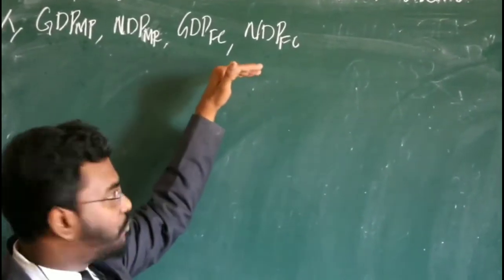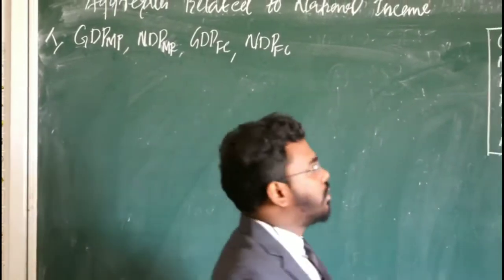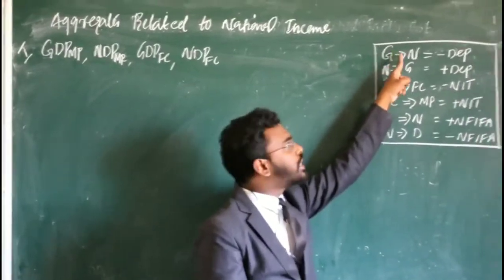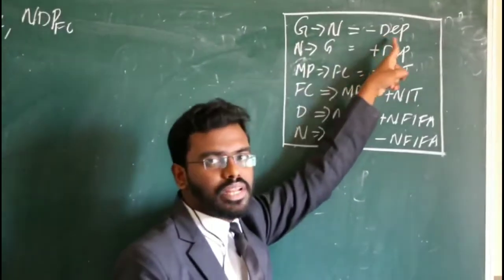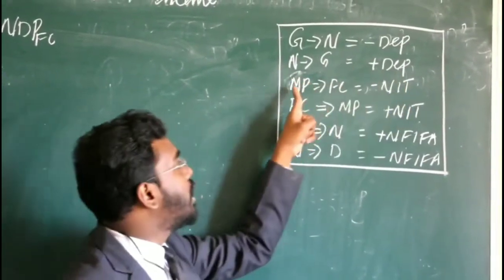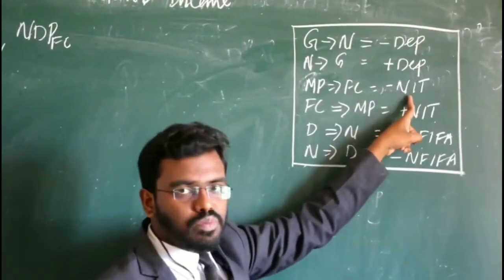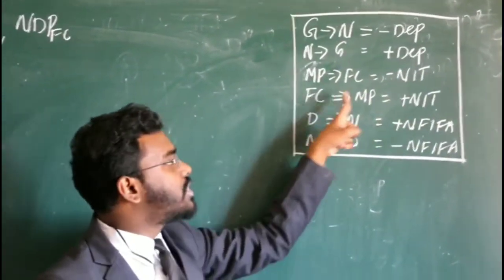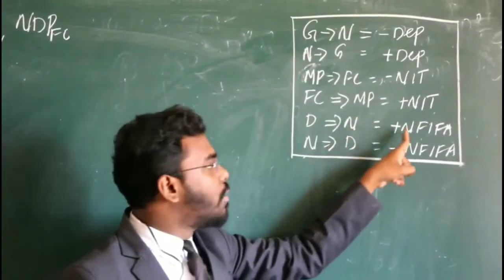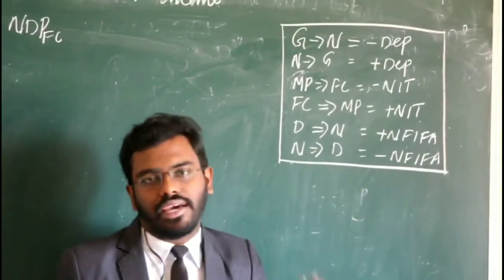Before analyzing the definition of these concepts, firstly we can refresh our previous learnings. First, in order to convert gross into net, what can we do? We need to subtract depreciation. Then net into gross, plus depreciation. MP, market price, into factor cost, how can we do it? By subtracting NIT. Then FC into MP, just add NIT. Then domestic into national, plus NFI-FA, and national into domestic, minus NFI-FA.